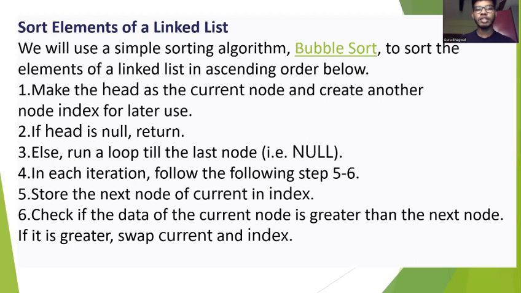Steps 5 and 6: store the next node of the current in the index. Then the sixth step is to check if the data of the current node is greater than the next node. If it is greater, then swap the current and index. These are the steps for sorting.